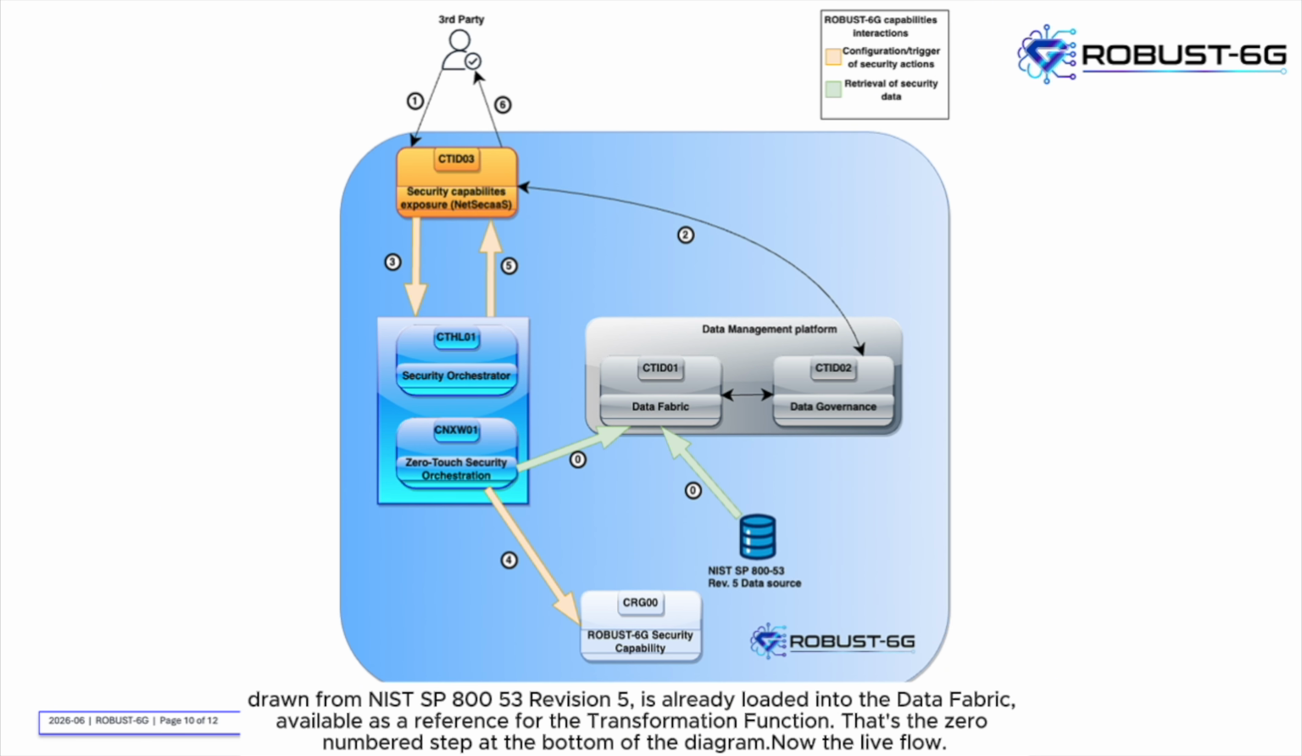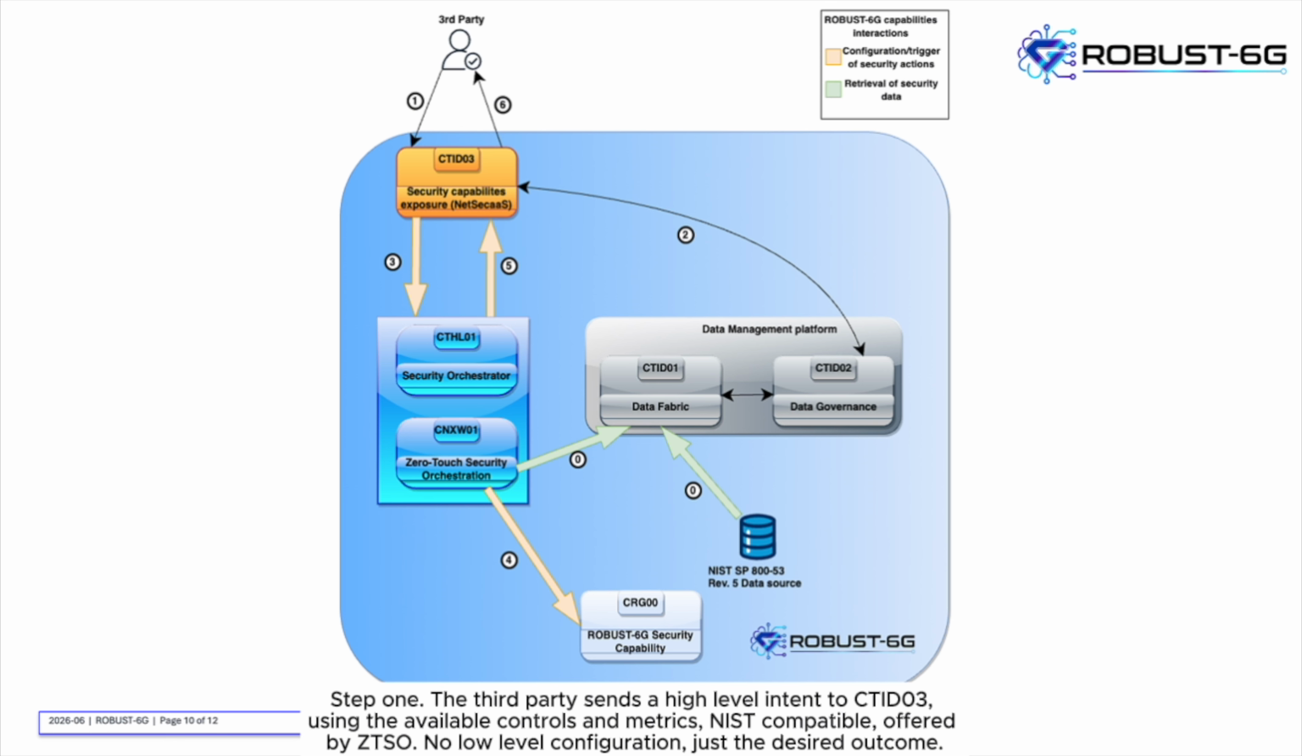Now the live flow. Step 1. The third party sends a high-level intent to CTID03 using the available controls and metrics, NIST compatible, offered by ZTSO. No low-level configuration, just the desired outcome.